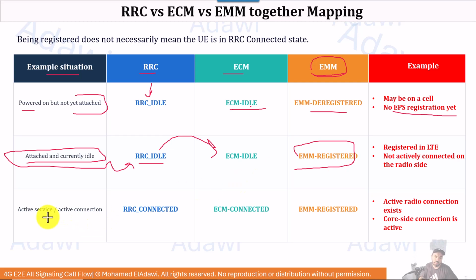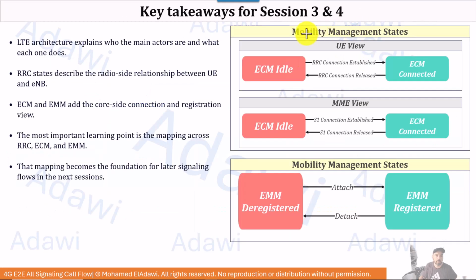The last part, assuming that now there is an active service and active connection. This means the user is already RRC connected, the ECM will be connected, and the EMM as well will be registered. So there is a connection, which is a radio bearer from the RAN side, and also the S1 connection being established between the eNode B and the MME. So this was a direct mapping between the RRC, ECM, and EMM states.